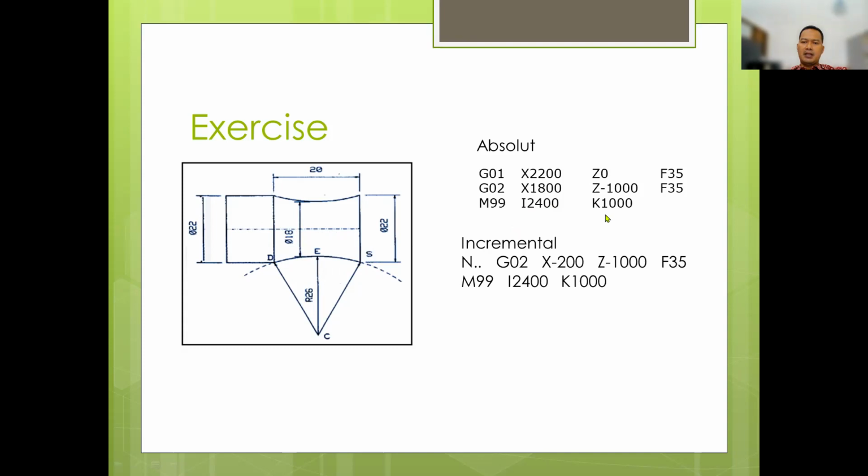And then K is the distance in horizontal from the starting point to the E in the horizontal direction. So we get 10 here. It is from 20 divided by 2. So we get 10 millimeters. So this is the machining from S to E.